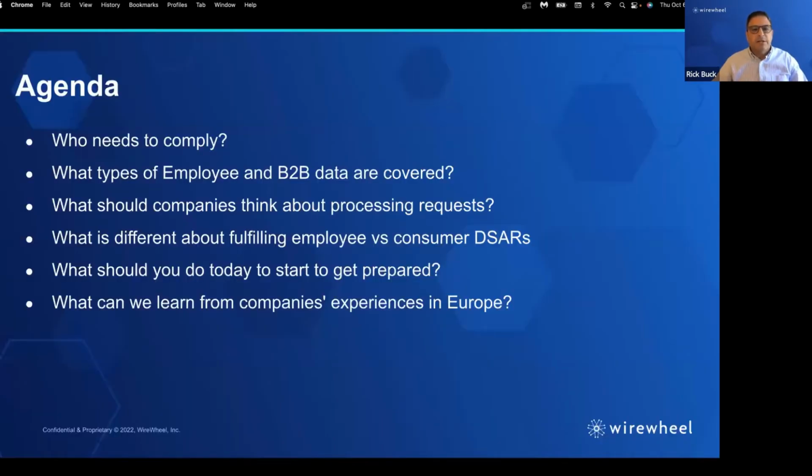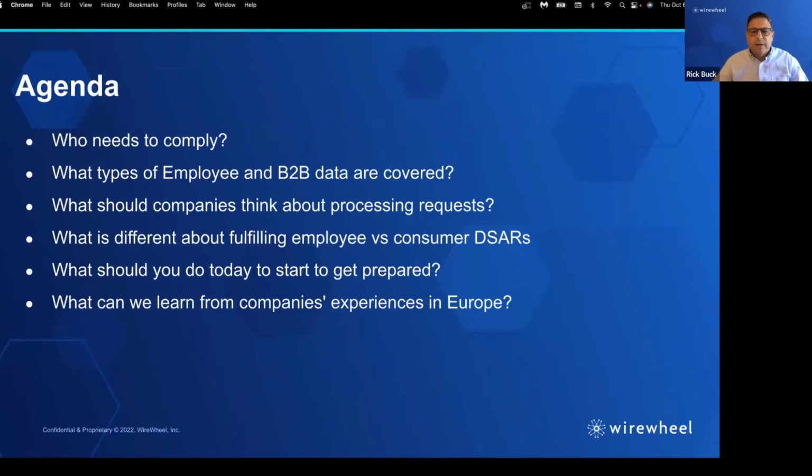So let's get to the meat of it. So what are we going to talk about today? We'll give you the basics on, one, who needs to comply with CPRA and specifically the employee requests, what types of employee and B2B data are covered now, what companies should be thinking about as they're accepting and processing requests.